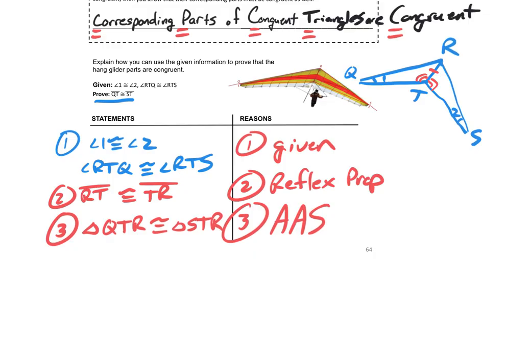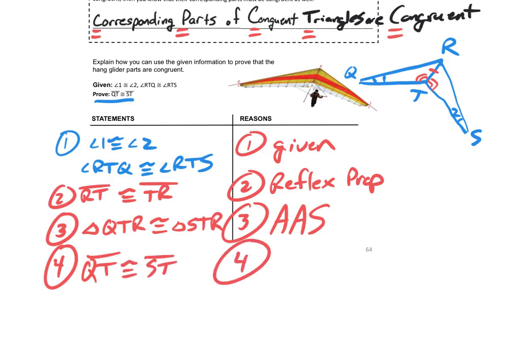Well, what do we know about these two triangles now? The two triangles are congruent. So if the two triangles are congruent, what do we know about all their parts? They're also congruent, okay? So here's what we're going to say. QT is congruent to ST because of our new theorem.